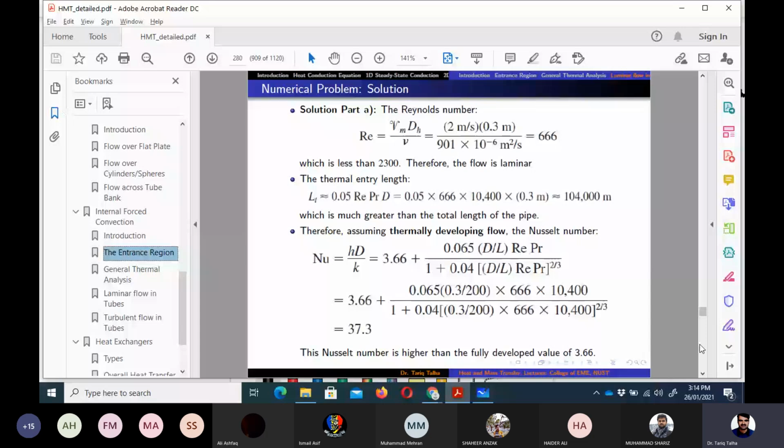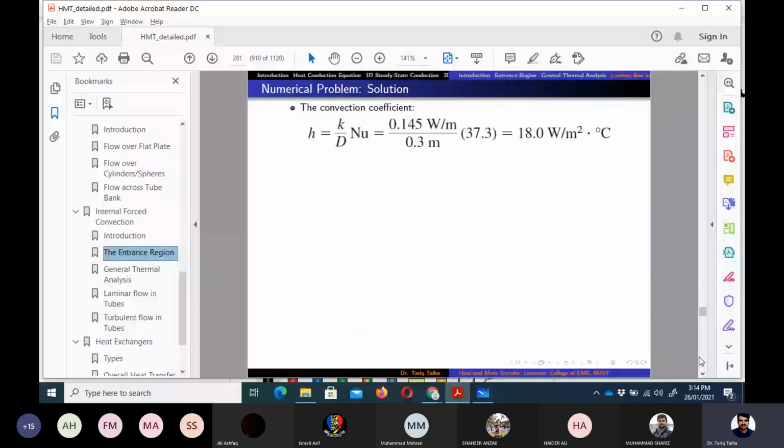Now from here we can calculate h, which would be equal to Nusselt number into thermal conductivity of the oil divided by diameter of the pipe. So that's what we are going to do here. It comes out to be 18 watt per meter square degree centigrade.